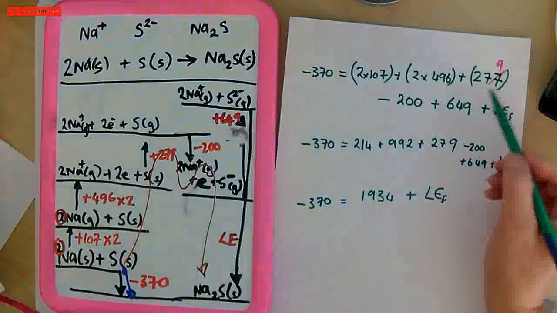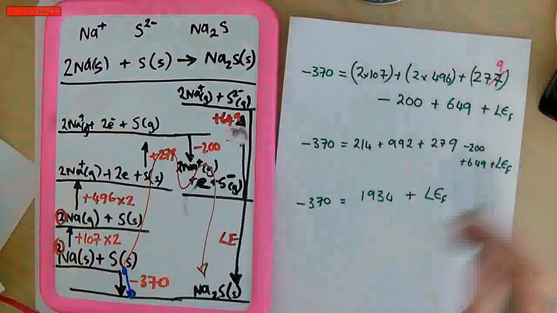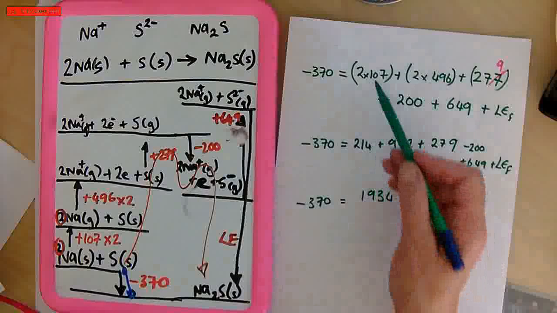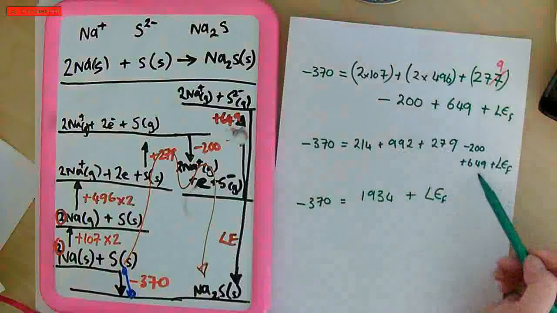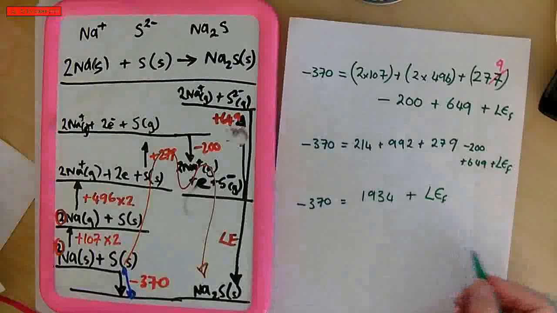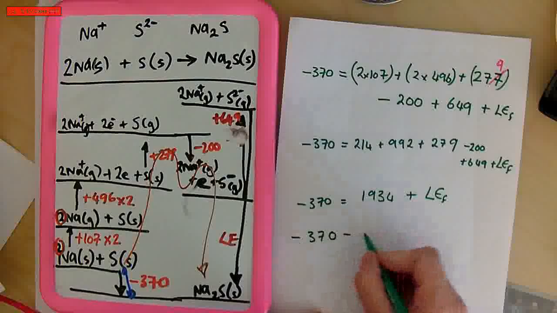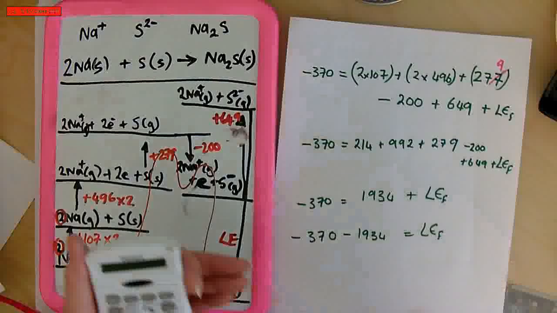Okay, so I realised I've made a mistake here. This was 279 from the table, so I've just made that correction there. I've calculated these out, so this is 214, this is 992, 279, and these stay the same. So when I've simplified this, I've got 1934 plus the lattice enthalpy of formation. So if I rearrange this now, it's minus 370, take away 1934 equals the lattice enthalpy of formation.